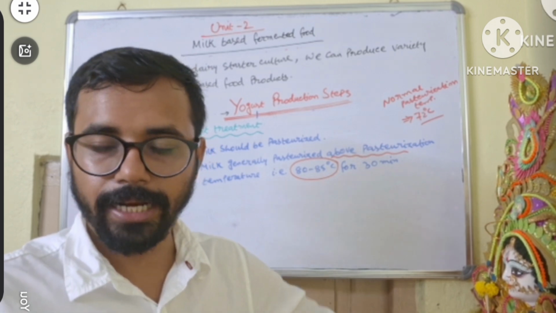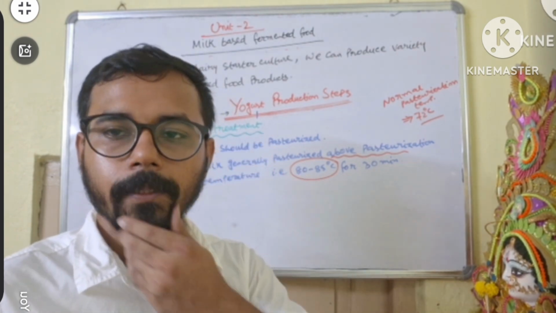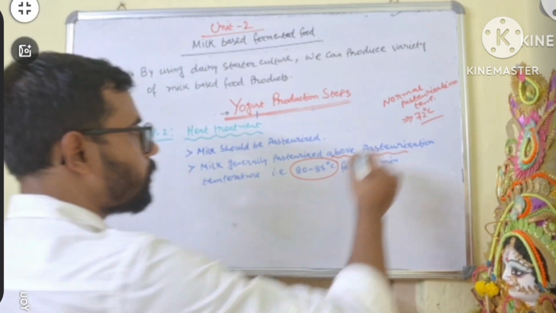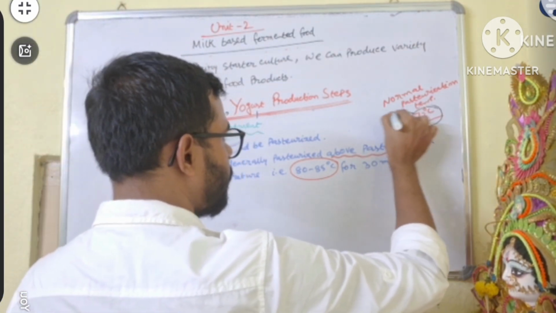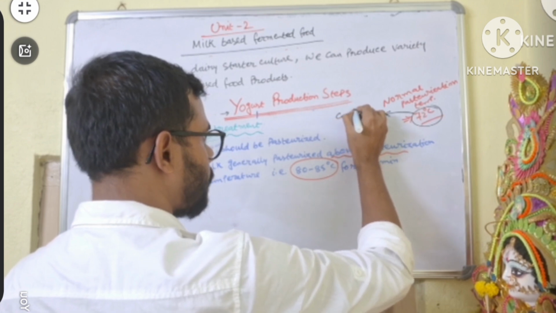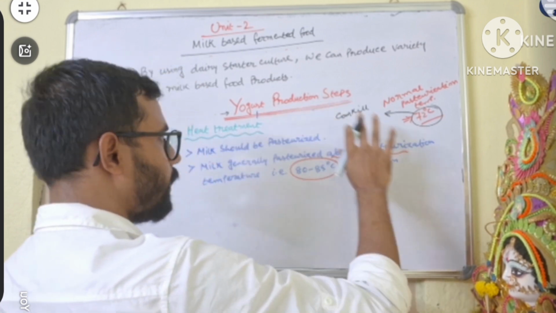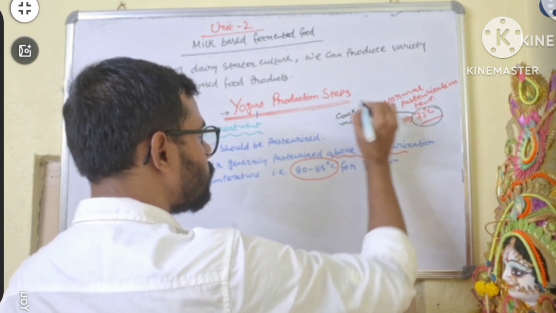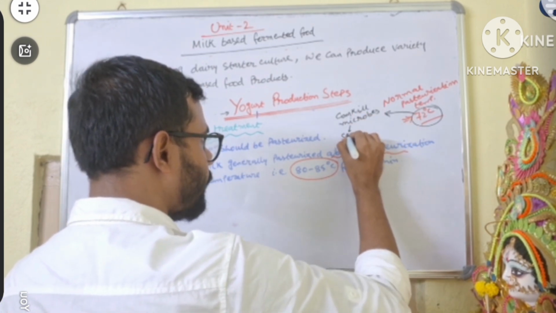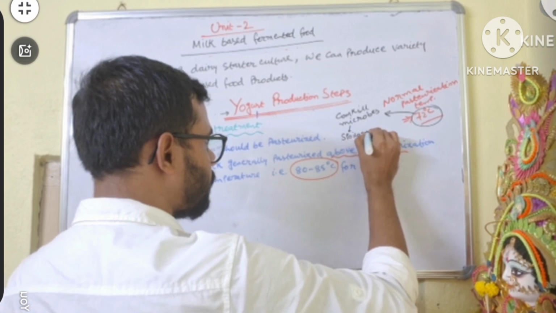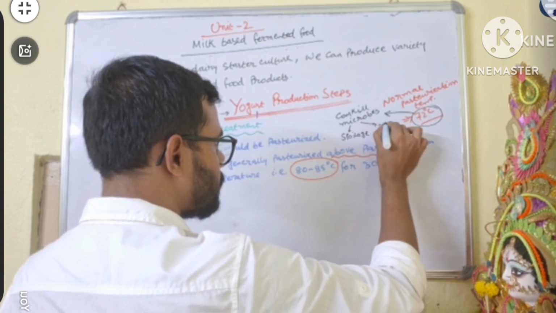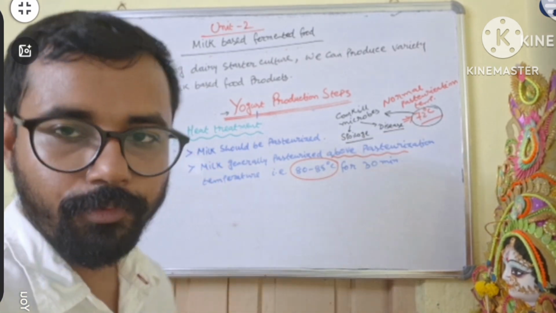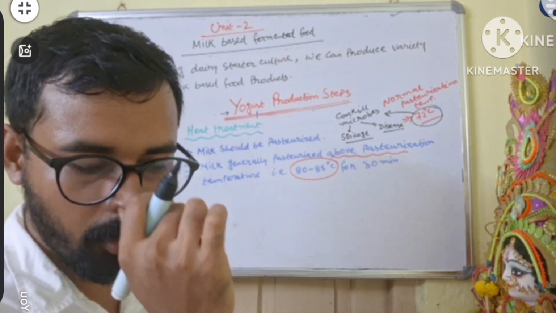72 degree centigrade pasteurization temperature is lacking something, missing something. That temperature is missing something. Because see, 72 degree centigrade temperature for 30 minutes can kill, we do not deny, it can kill microbes. Which microbes? The microbes that cause spoilage of the food and the microbes that cause disease.